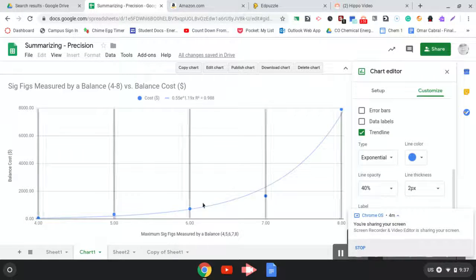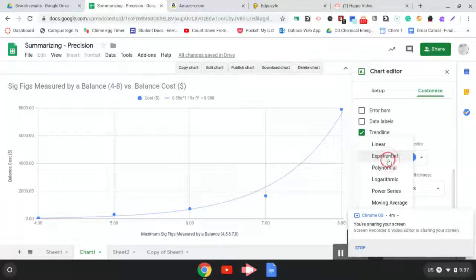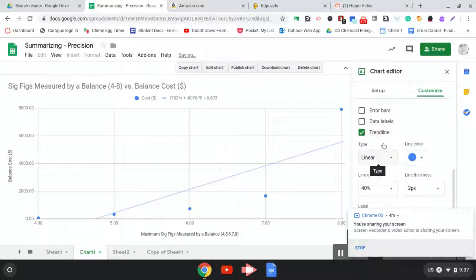Okay, so the academic language for dots are close to the line is strongly correlated. And the academic language for dots are not that close to the line is somewhat correlated. And if this was even lower, if it was below 0.5, we would say it's not correlated at all.